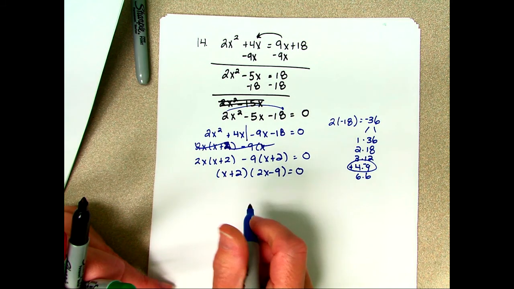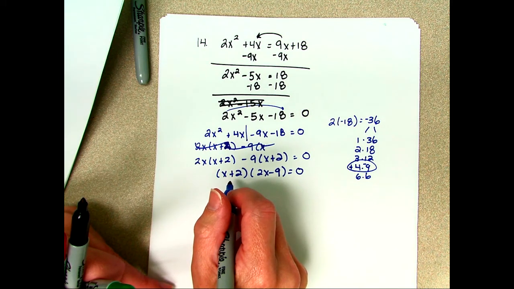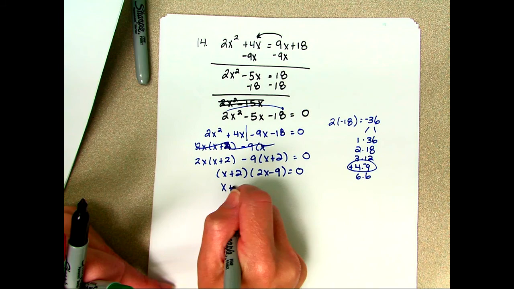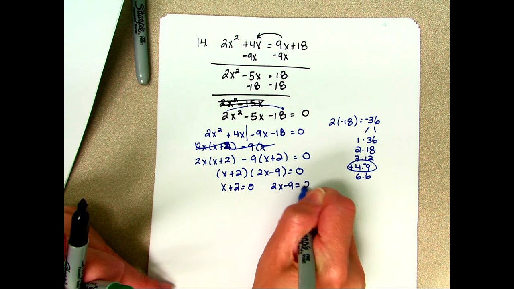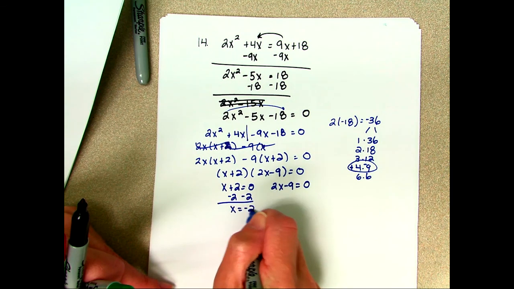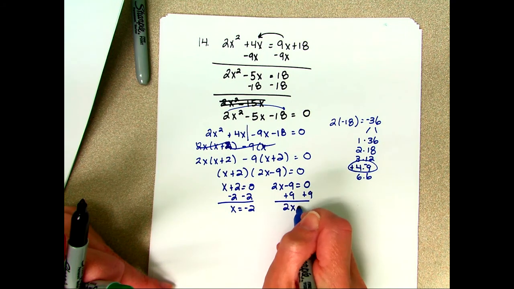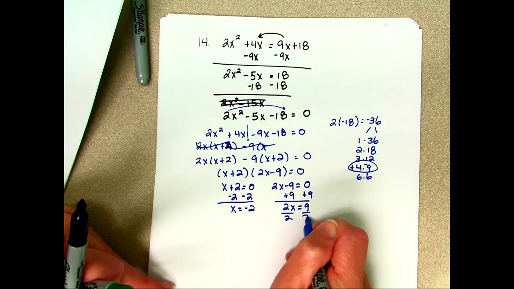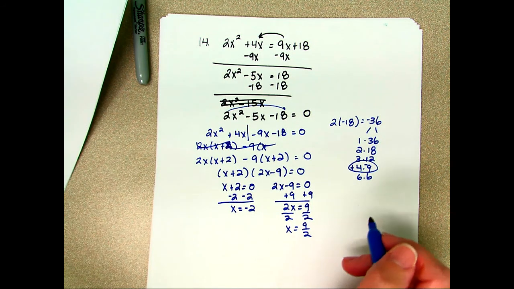Set each factor equal to 0. x plus 2 equals 0. 2x minus 9 equals 0. Subtract 2 on both sides. You have x equals negative 2. Add 9 to both sides and divide by 2. x equals 9 over 2. The answer for number 14 is A.